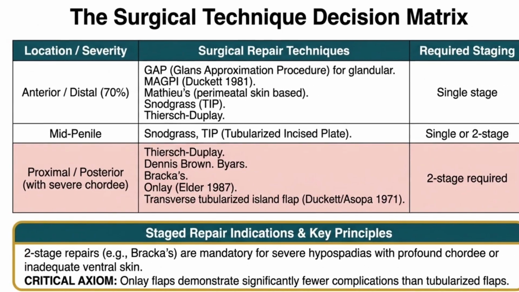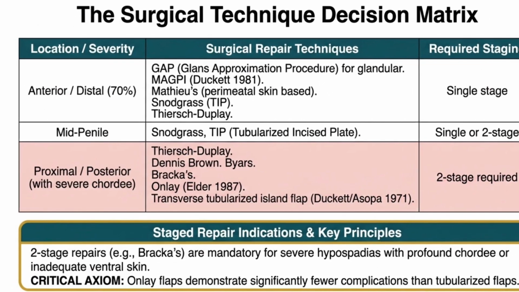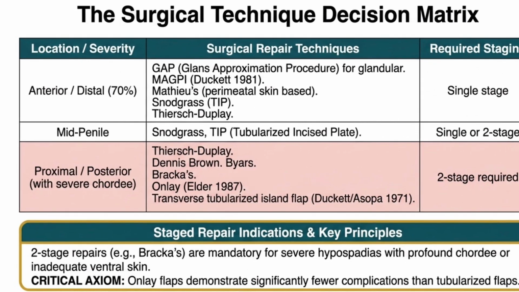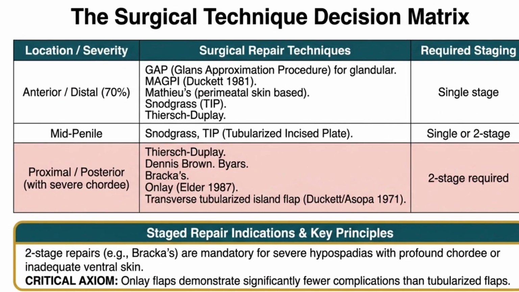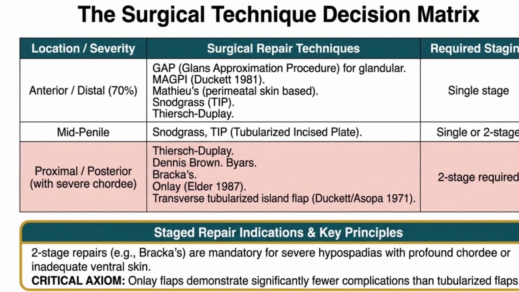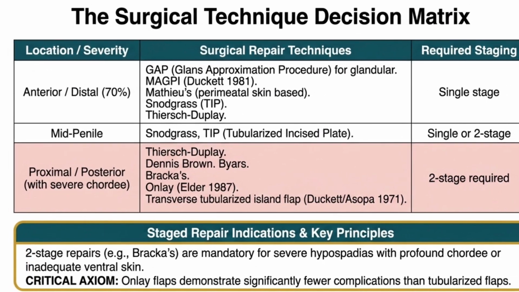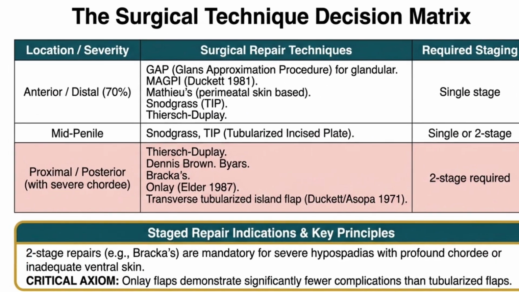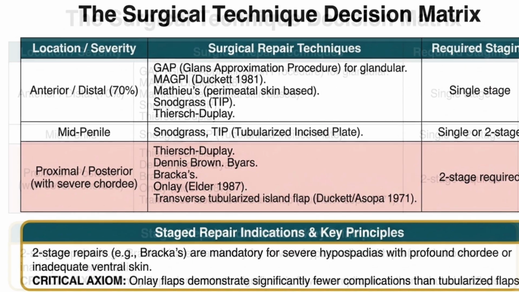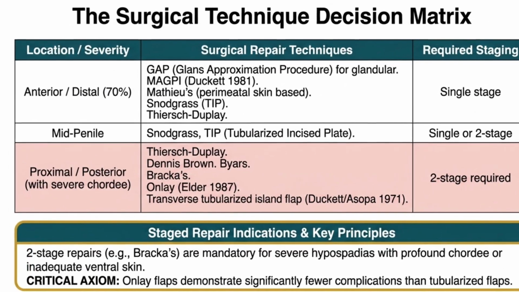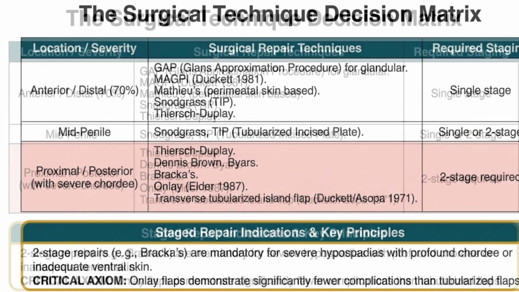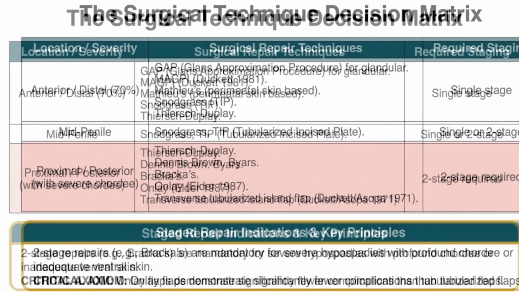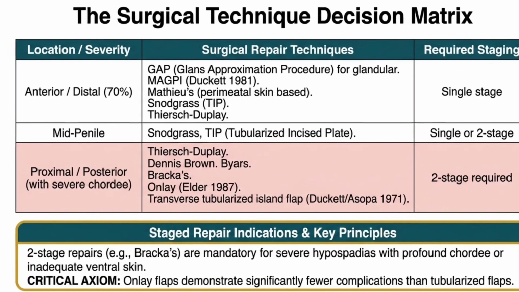The surgical procedure can be carried out in a single stage or two stages as required by the severity of the condition. Anterior or distal, in 70% of cases, single stage surgery is carried out. In midline, single or two stage is opted as per the severity of the chordee deformity. The proximal or posterior with severe chordee definitely need a two-stage surgery. Two-stage repair is the Bracka repair and is mandatory for severe hypospadias with profound chordee or inadequate ventral skin.